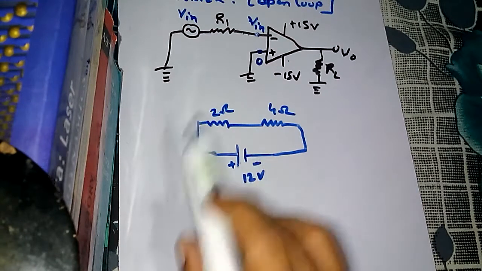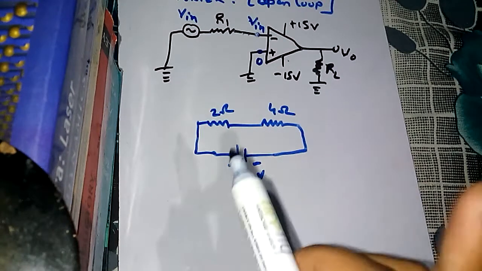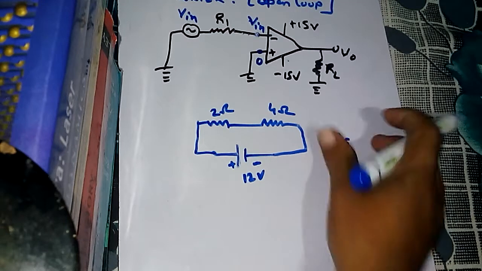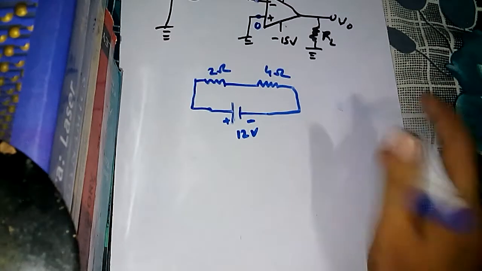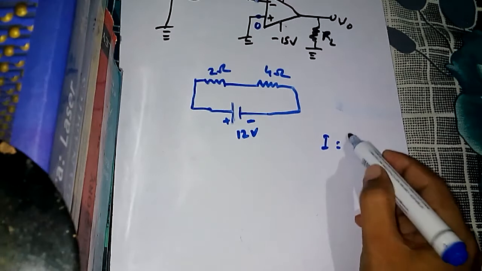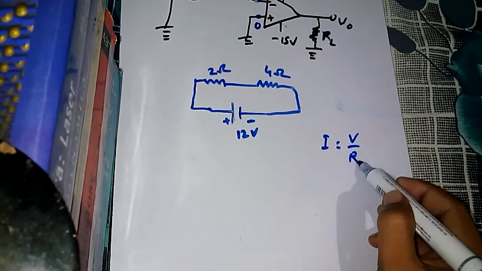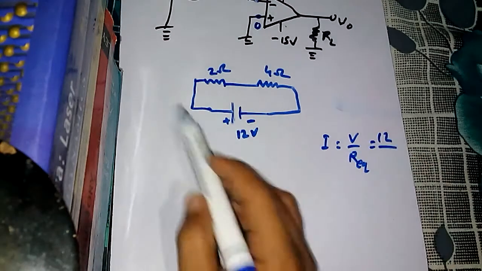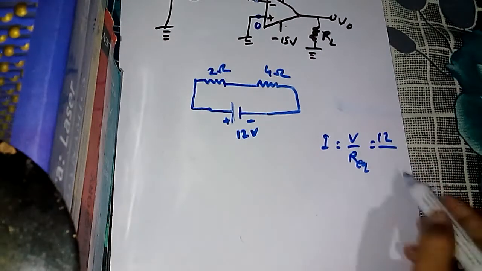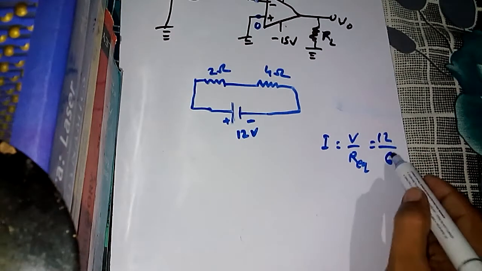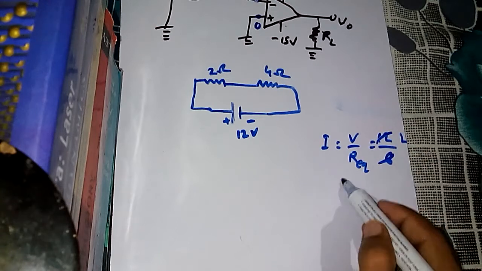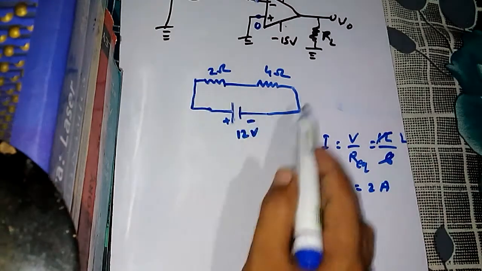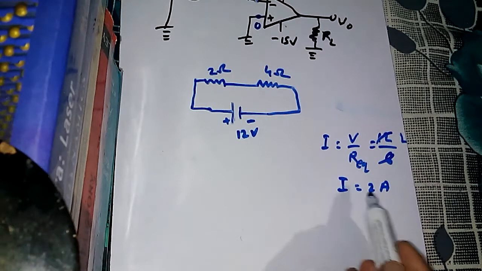Always remember that in a circuit, current is always a single current in the circuit. Now the current I is equal to V by R, and R here is the equivalent resistance. So 12 by, what is the equivalent resistance in the circuit? That is 6 ohm. That means I is equal to 2 ampere.